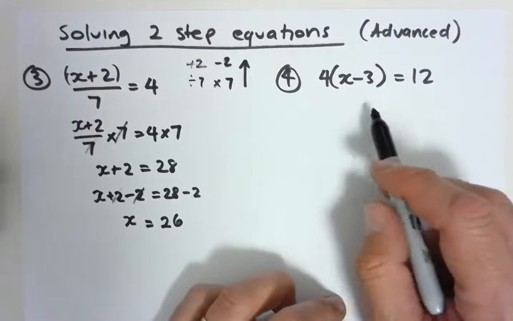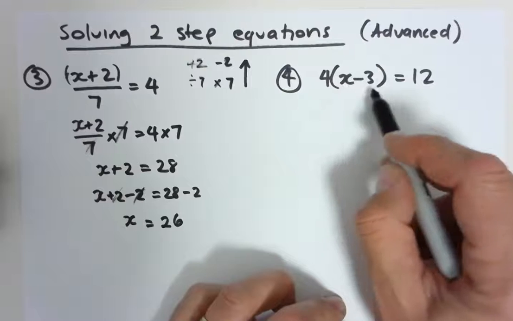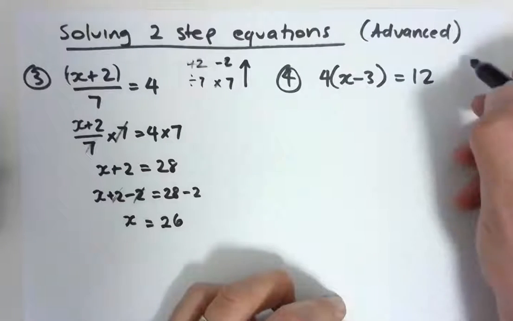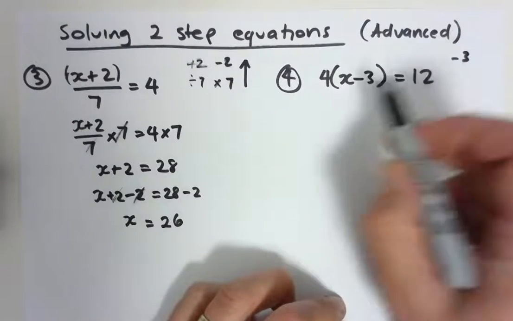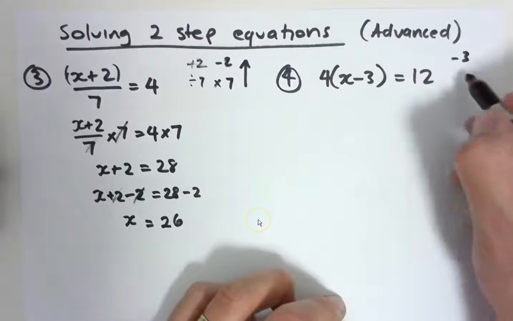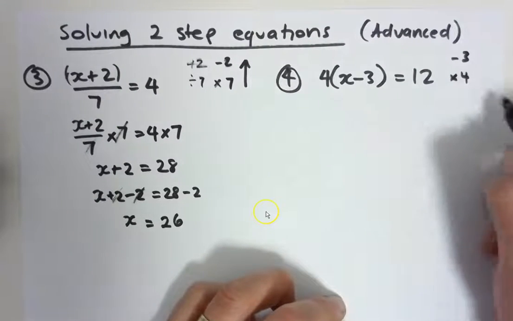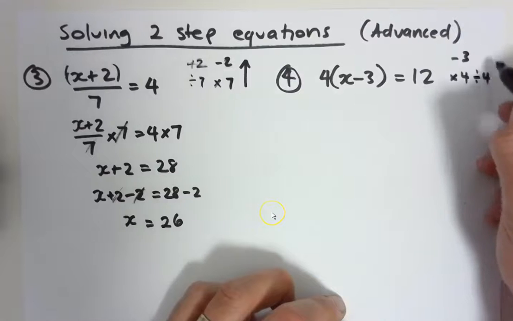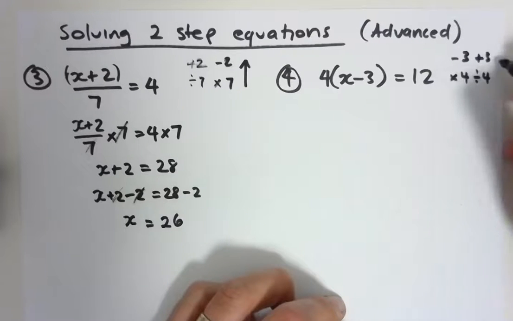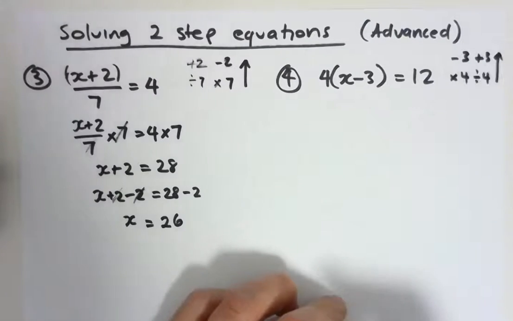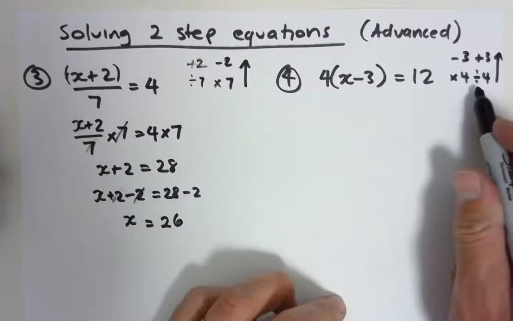Alright, so we'll look at this. We've got 4 brackets x minus 3. So basically we're taking 3 away from the unknown and then we're multiplying that whole thing by 4. So to undo this, we're going to divide by 4 and then add 3, and we're going to go up that way. Alright, so let's have a look how this looks. First thing we're going to do is divide by 4.